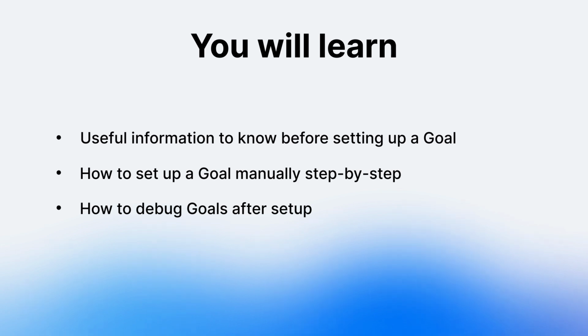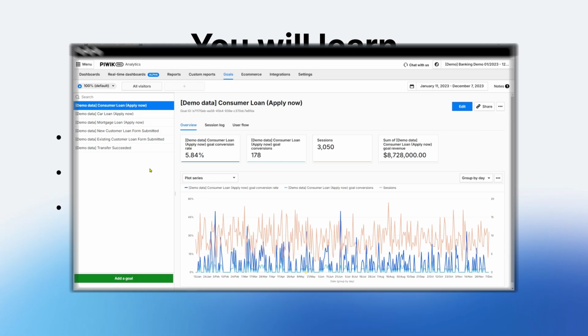Now, I will also explain the difference between goals and custom events, and the advantages of using one over the other. This should help you decide which one you should use. Then I will explain a step-by-step process for setting up a goal manually using Piwik PRO Tag Manager. This will include some debugging using debugger and tracker debugger.